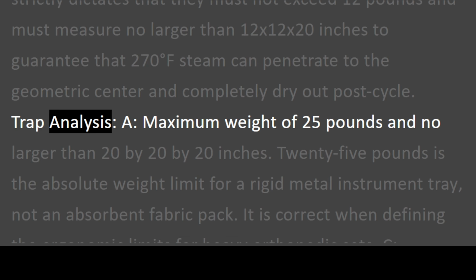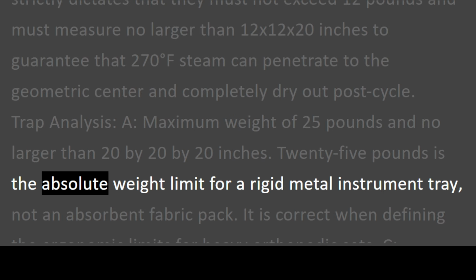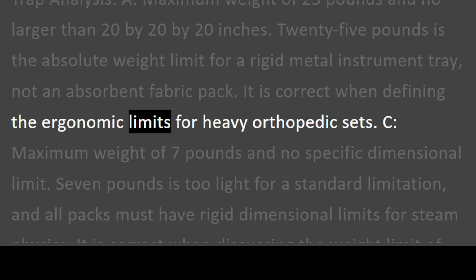Trap analysis. A. Maximum weight of 25 pounds and no larger than 20 by 20 by 20 inches. 25 pounds is the absolute weight limit for a rigid metal instrument tray, not an absorbent fabric pack. It is correct when defining the ergonomic limits for heavy orthopedic sets.